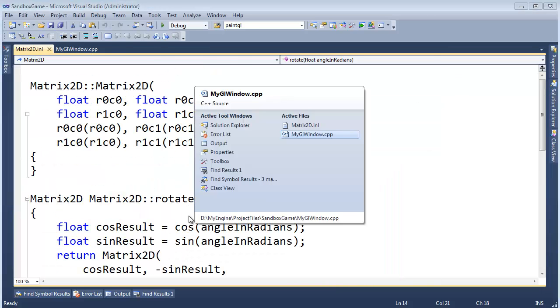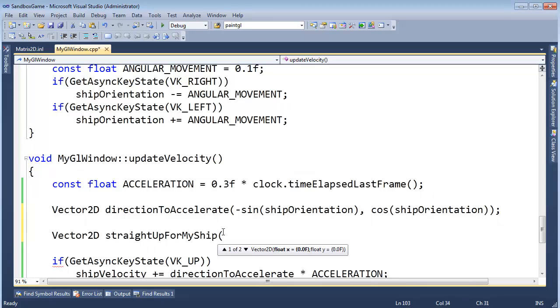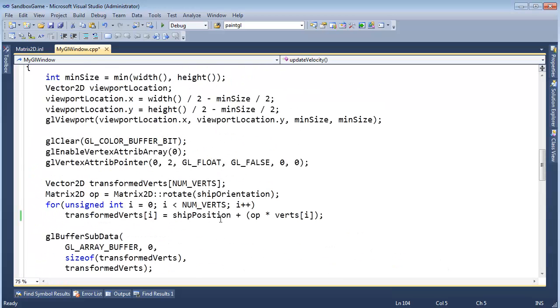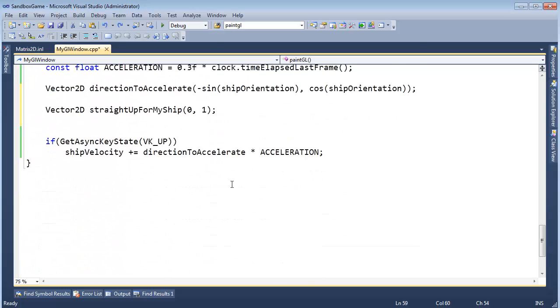All right, so let's go back over here to update velocity. And I could, instead of doing this, which I think is quite nice and straightforward, instead say, well, vector 2D straight up for my ship, that is 0 in the x, but 1 in the y. And now I've made a unit length vector. Its length is 1, its direction straight up. And all I need to do now is essentially do what we did up here when we rendered our triangle, when we applied this matrix. We just get this rotation matrix and multiply it against the vertex I just created. So yes, we made this matrix and we applied it to each of the vertices one by one so we could draw, but down here I can use that for acceleration as well.